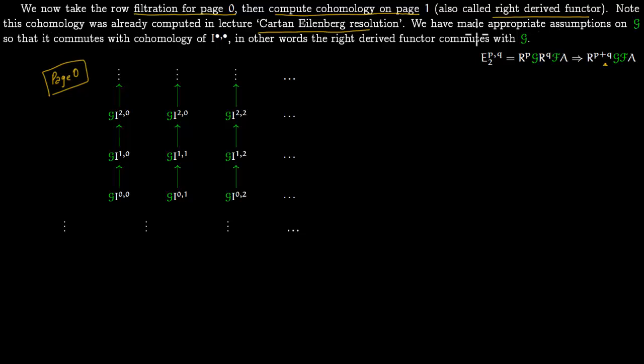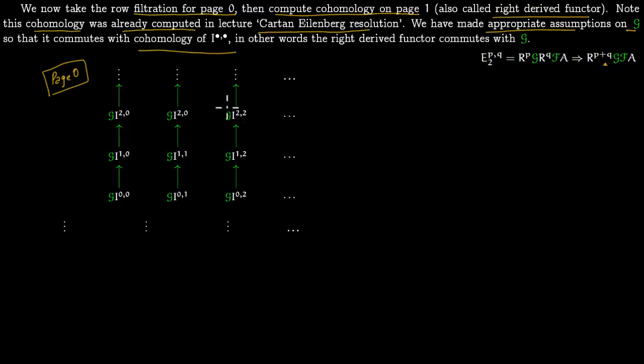So where we showed how this cohomology was computed for the injective resolution for the rows. So we saw how the rows and the columns gave us the same solution. This was done in the Cartan-Eilenberg resolution, so you have to see that lecture to properly understand what we are going to do here. So again, G is some appropriate functor so that it will commute with the cohomology of this. So G is just the right kind of functor we have chosen essentially.